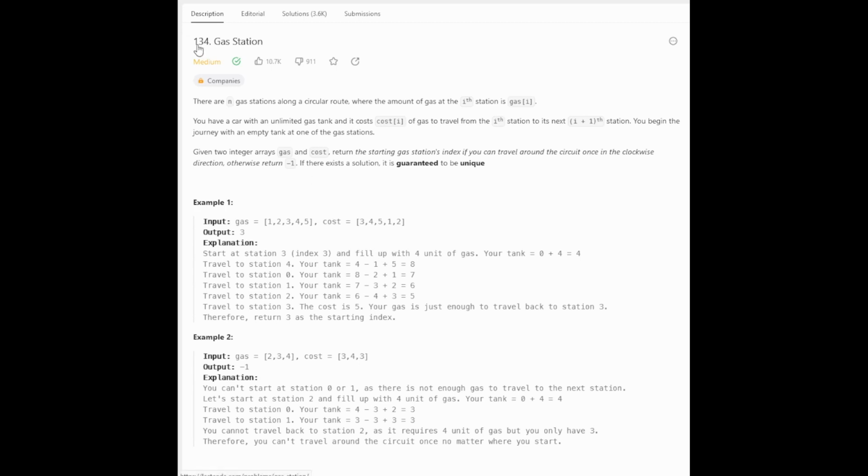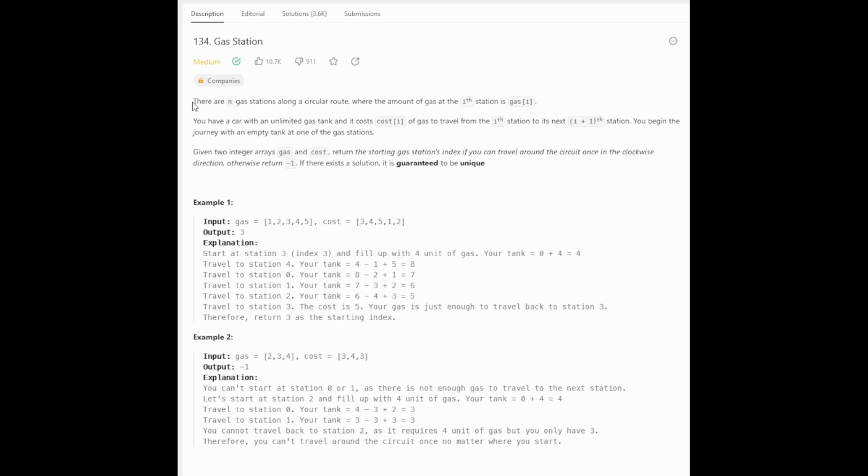This is problem 134, gas station. I'm going to start by reading the problem description, and then I'm going to draw out a possible solution, and then we are going to code that solution together from scratch. So let's get right into it.